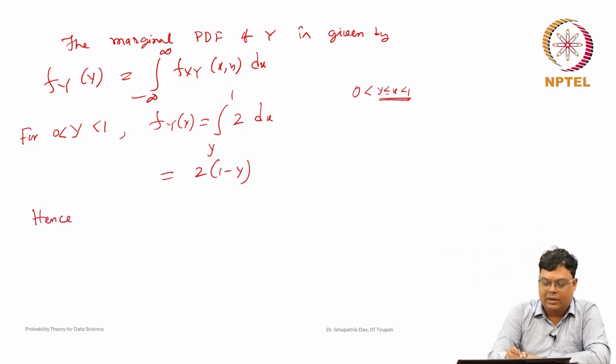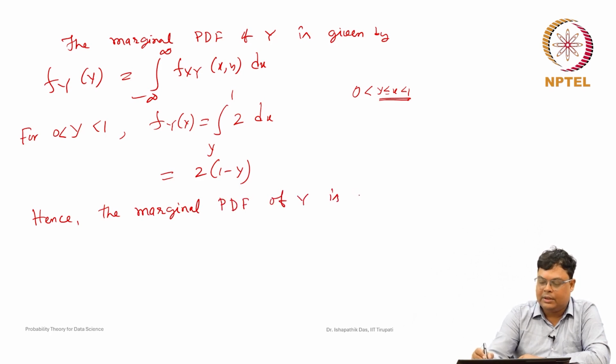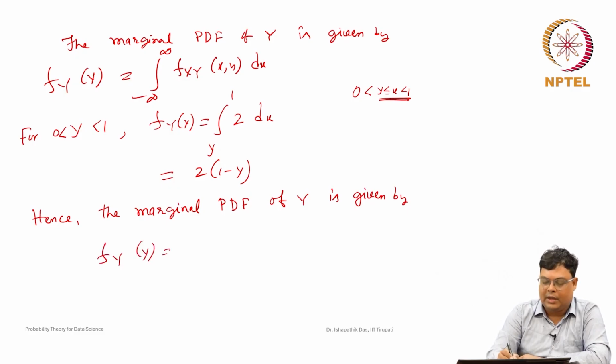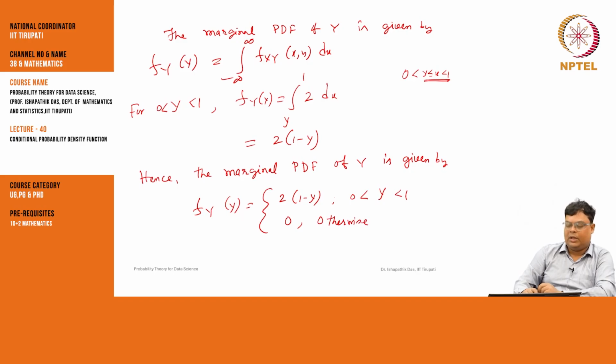Hence, the marginal probability density function of y is given by f of y equal to 2 into 1 minus y whenever y is between 0 and 1, and it is equal to 0 for any value outside the region 0 to 1. So this is the marginal probability density function.